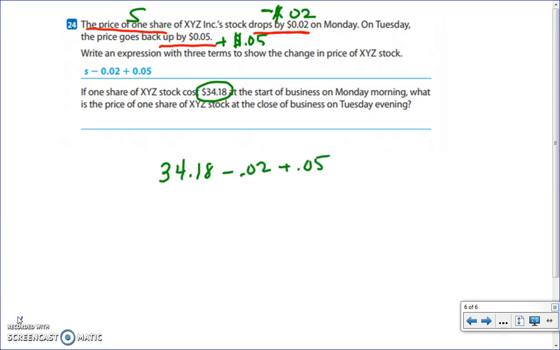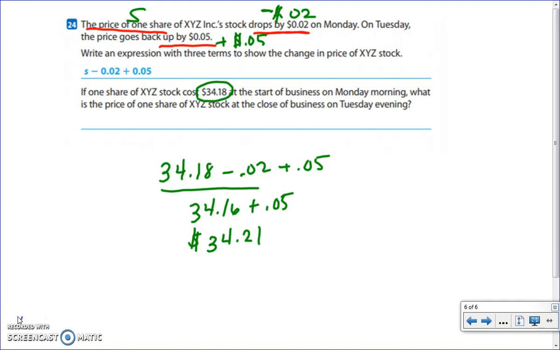So this is something that we could practice with our decimal addition and subtraction, lining up the decimal, making sure we have tenths with tenths, hundredths with hundredths, and all that stuff. But really, this is more of a mental math problem, if you think about it. So $34.18 minus 2 cents would be $34.16. And then 5 cents on top of that would be $34.21.